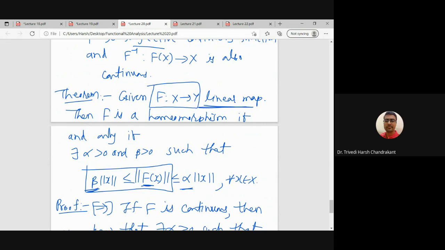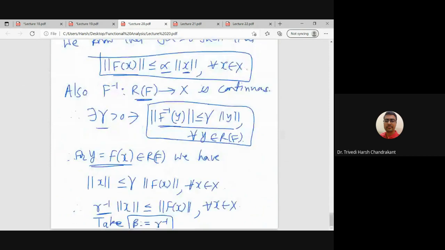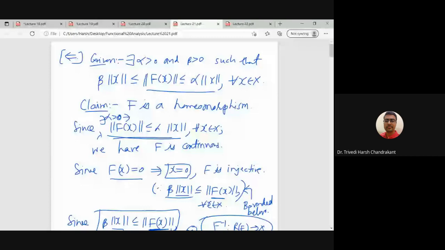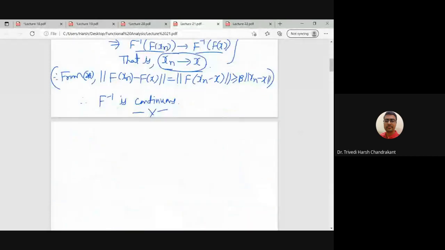Okay, so now we will see some application of this result. Using this result, we can show that all finite dimensional vector spaces are complete. We proved this result in the last lecture and we stopped there. So let us see one corollary of this result.